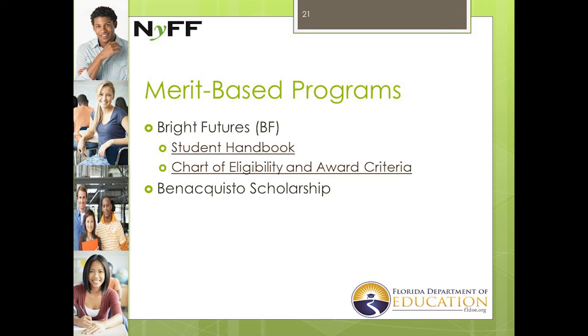Students graduating mid-year must submit the completed Florida Financial Aid Application by December 1st of their graduation year, if they are to receive funding in the following spring term.